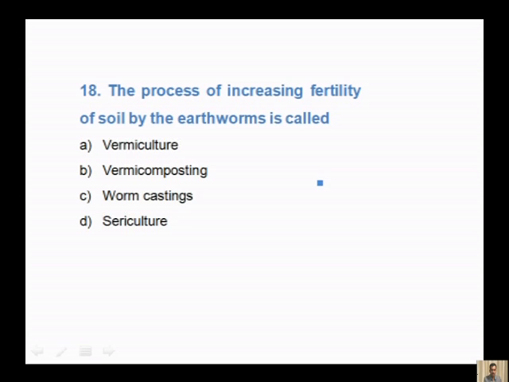The process of increasing fertility of soil by earthworm is called. The process of increasing soil fertility by increasing the nitrogen level in the soil is called vermicomposting.